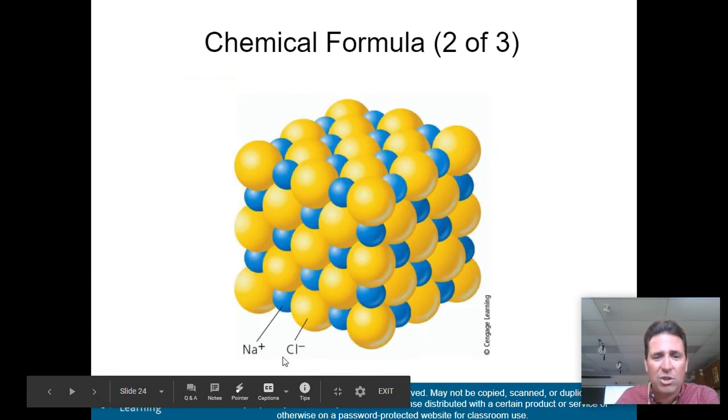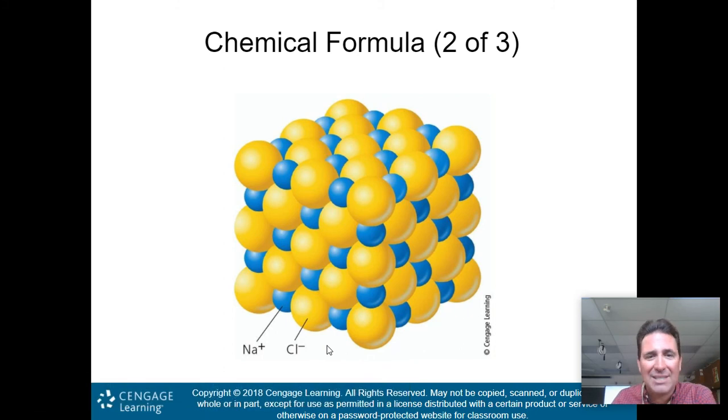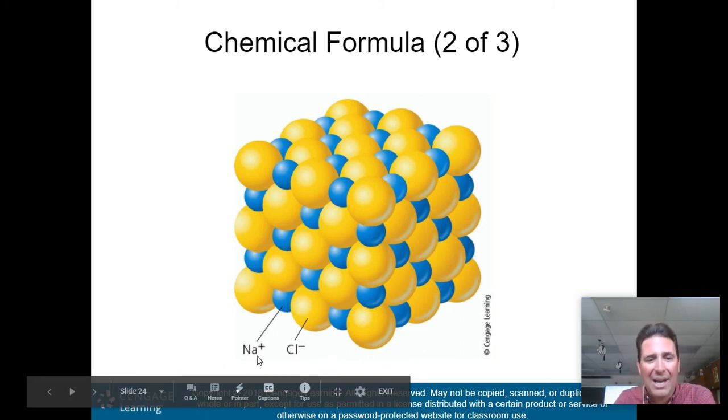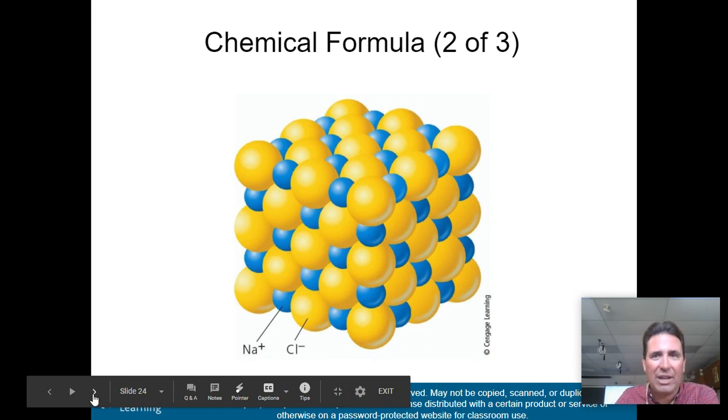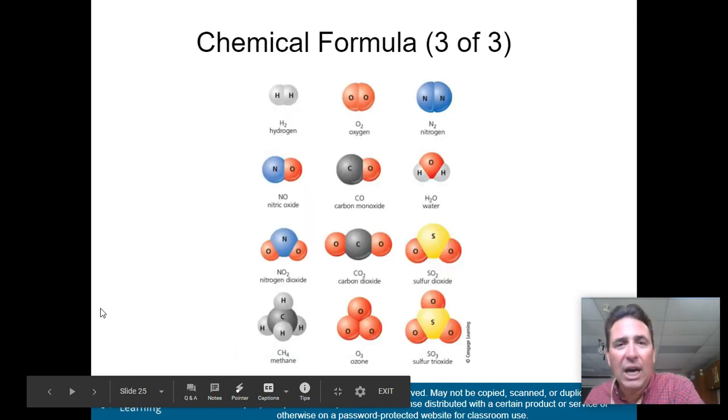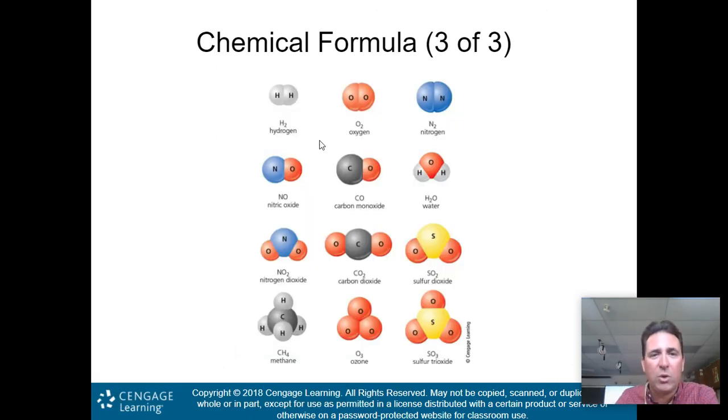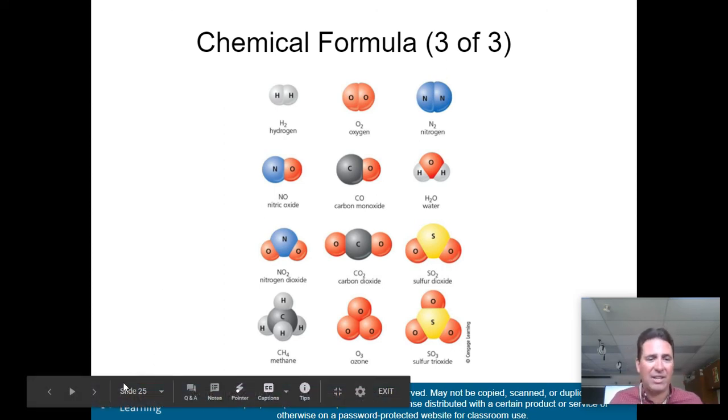Okay, so once again, here is sodium chloride, your basic table salt. You have the positive sodium ion, the negative chloride ion. They come together because the positives and negatives attract. And there you have the compound of table salt. Just some more chemical formulas for you. Here's hydrogen, H2, oxygen, O2. Carbon monoxide, 1 atom of carbon, 1 of oxygen. Sulfur dioxide here, 1 of sulfur, 2 of oxygen, etc.